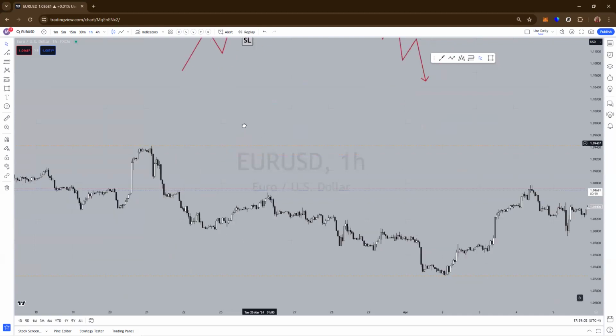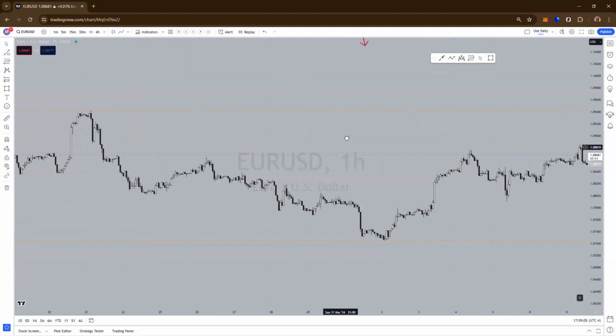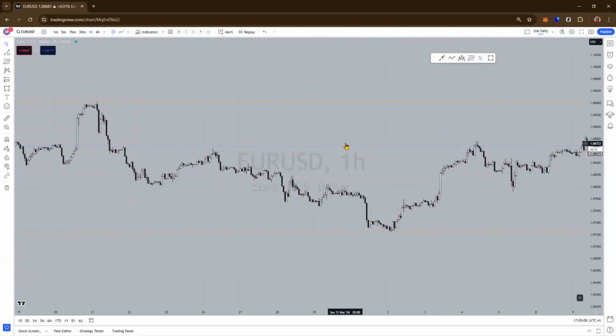So if we're looking at this downward trend right here, let's take a closer look at that and try to understand market structure, see what we can find here. So let me go ahead and make sure I make this bigger so you guys can see this.